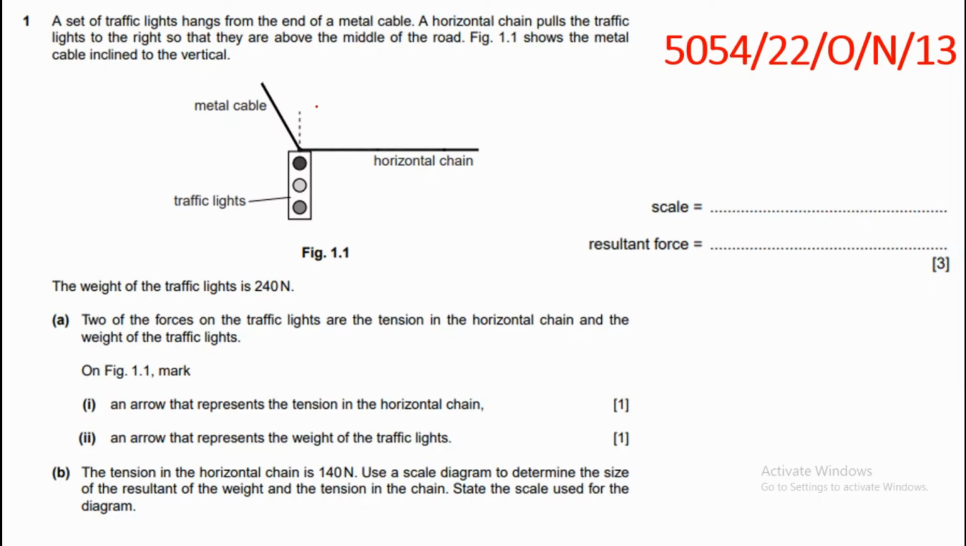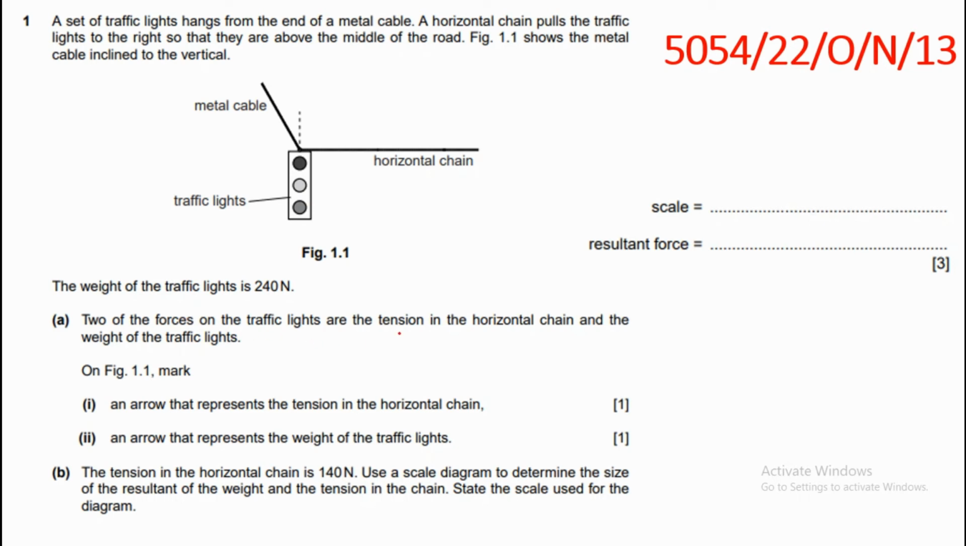Now let us consider another example, and this question is taken from physics paper 2, October-November 2013. The question says that a set of traffic lights hangs from the end of a metal cable. A horizontal chain pulls the traffic lights to the right so that they are above the middle of the road. This figure shows that in this direction is the chain, while here is a metal cable, and these are traffic lights. Now the weight of the traffic light is 240 Newton.